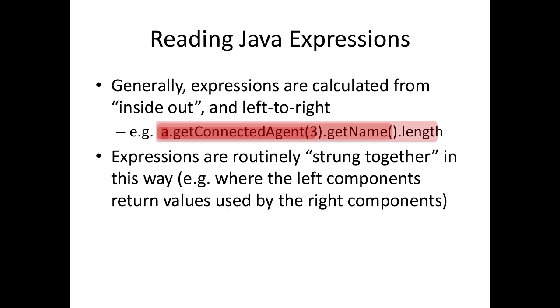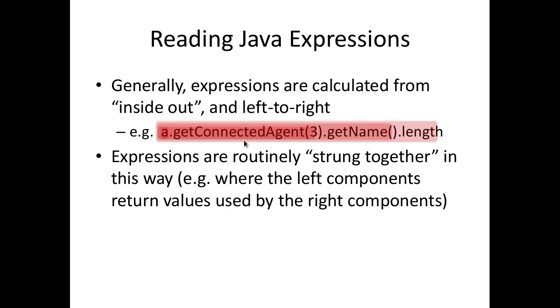Okay. Now, you've seen me do this a lot, and maybe you've been confused about it. So I just want to be clear. Expressions are calculated generally from inside out, left to right. So here we'll first compute get connected agent of 3. Like, what's my third connected agent? First it's A, and then A's get connected agent of 3. So we'll get the fourth agent to whom A is connected. Fourth because there's 0, 1, 2, 3. And then we'll get their name. And then we'll take the length of their name.